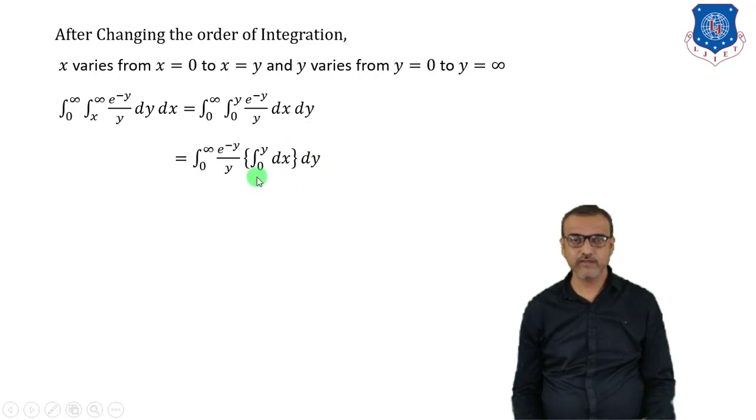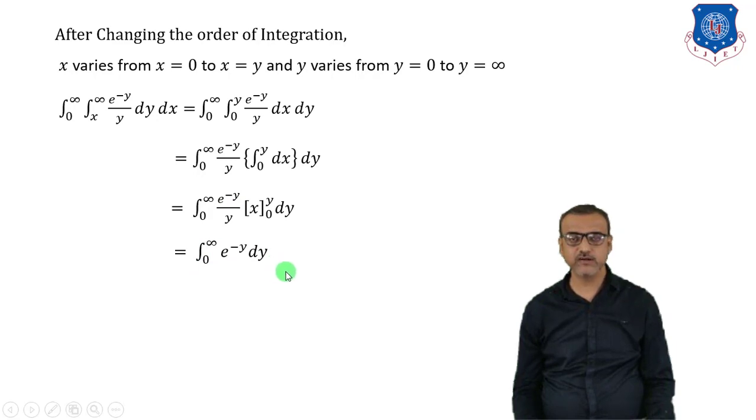Now first we integrate with respect to x, then with respect to y, and this whole function is of y, so it will be constant. The integration of 1 with respect to x is x, with limits from 0 to y, and the integral from 0 to infinity of e raised to minus y over y dy stays as it is. For upper limit y it becomes y, and for lower limit 0 it becomes 0. So this result is y minus 0, which is y, and y cancels out. So we have the integral from 0 to infinity of e raised to minus y dy.